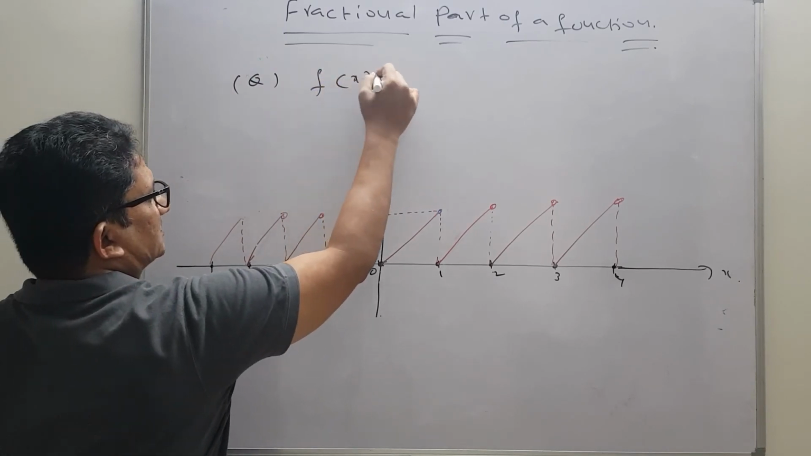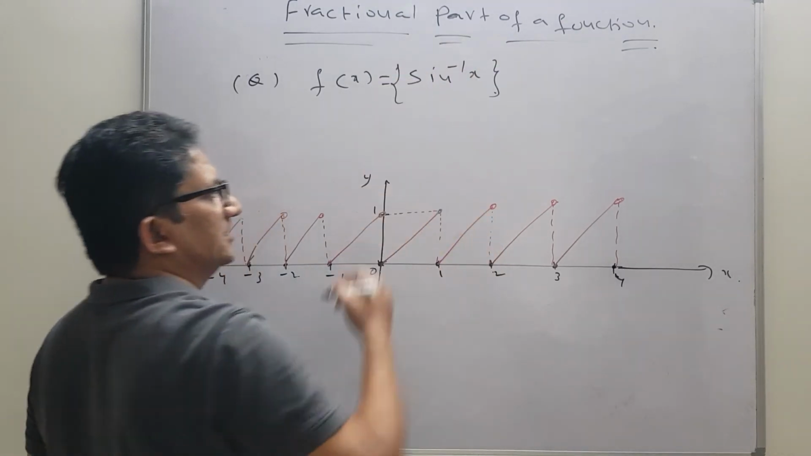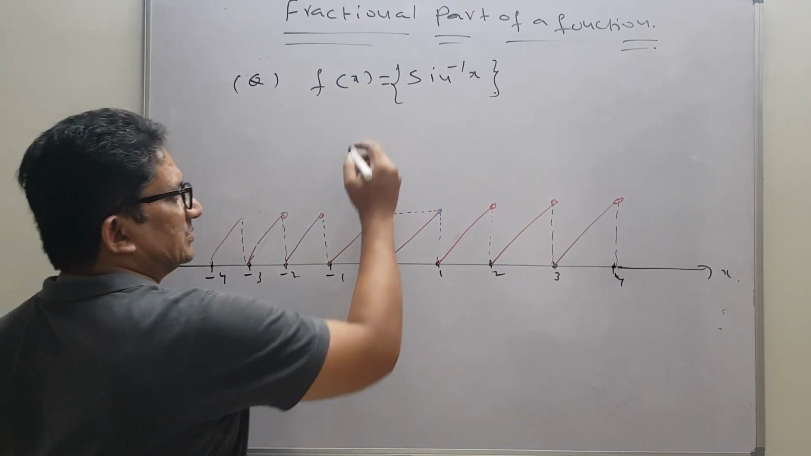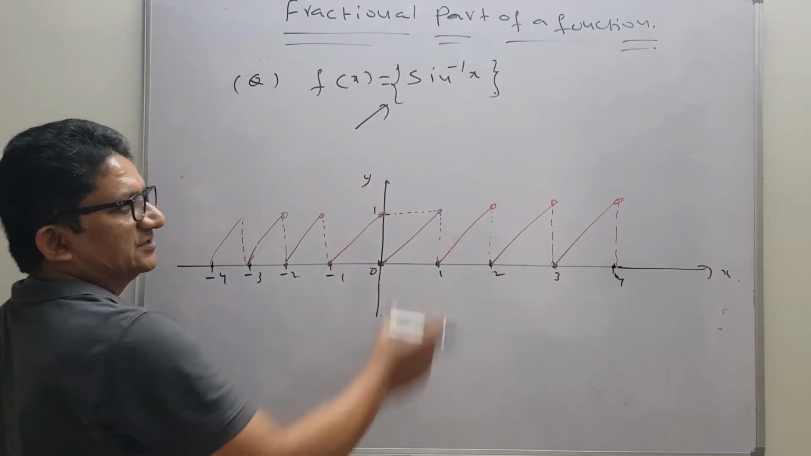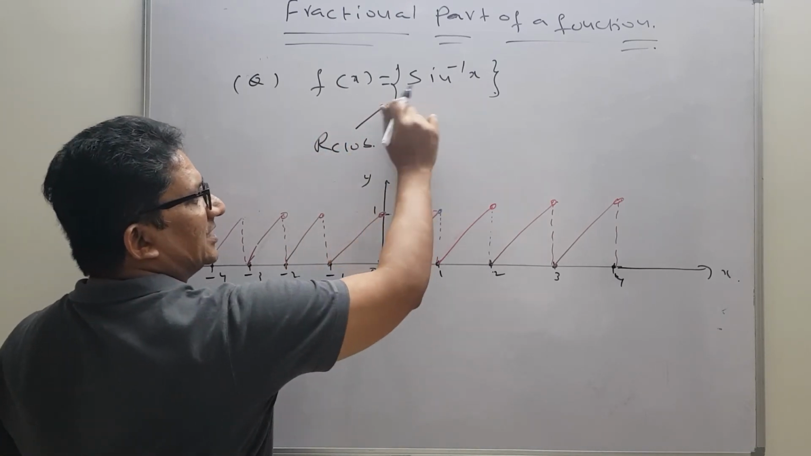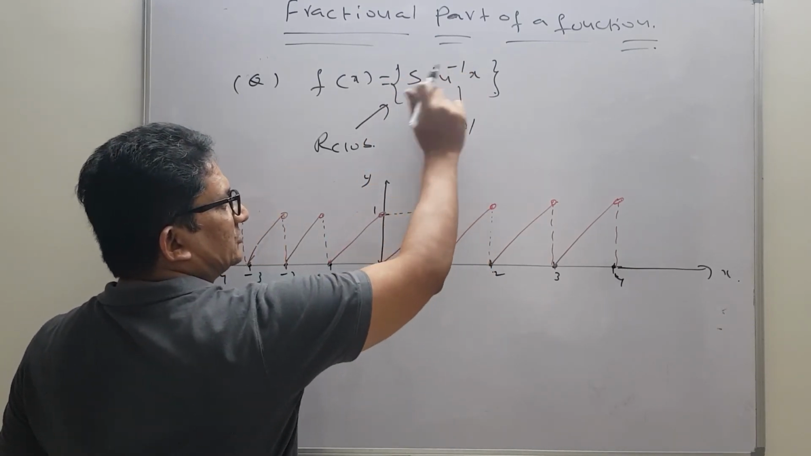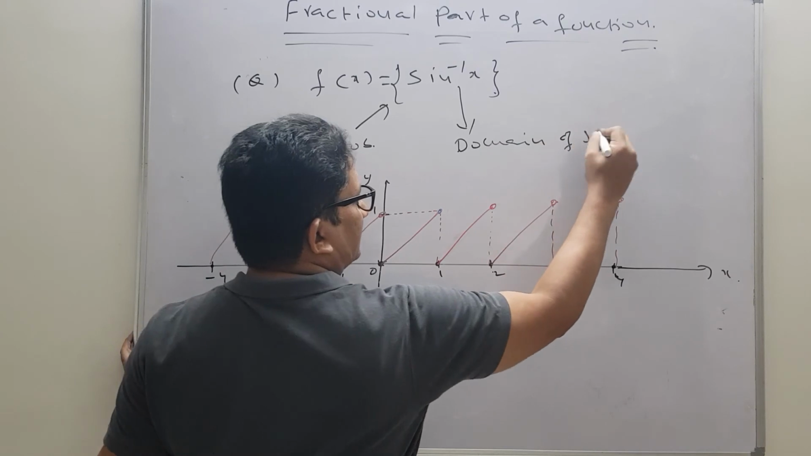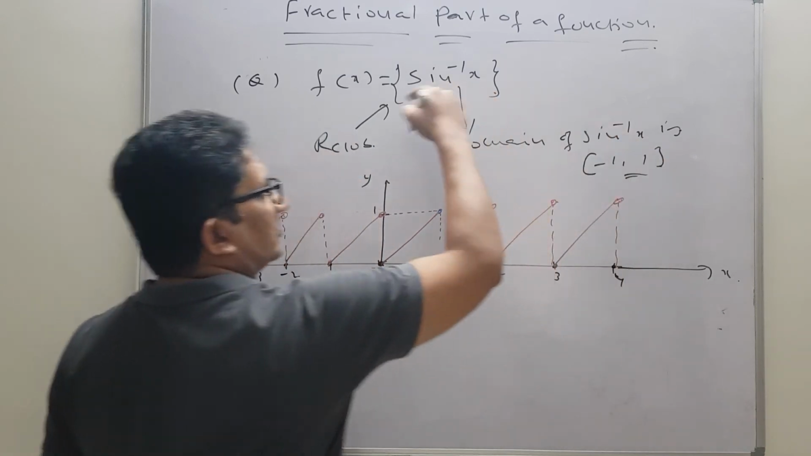Find the domain of the function, fractional part of sine inverse of x. Now while finding the domain, if you observe, outside we have the fractional part function and inside the sine inverse x function. The outside function is an R club member, whose domain is real numbers. Then we need the domain of sine inverse x. What is the domain of sine inverse x? Minus 1 to 1. So the domain of sine inverse x, minus 1 to 1, is the domain of the entire question.